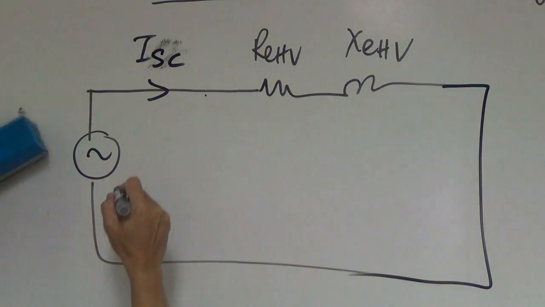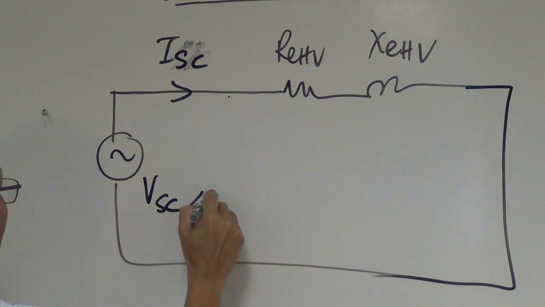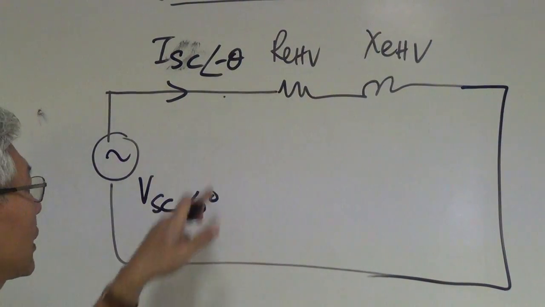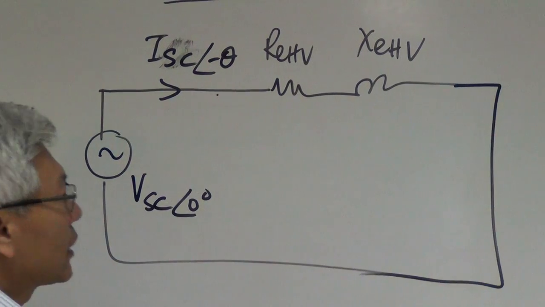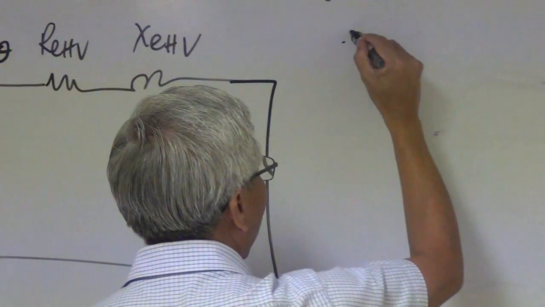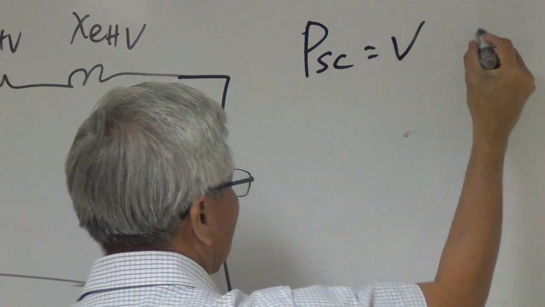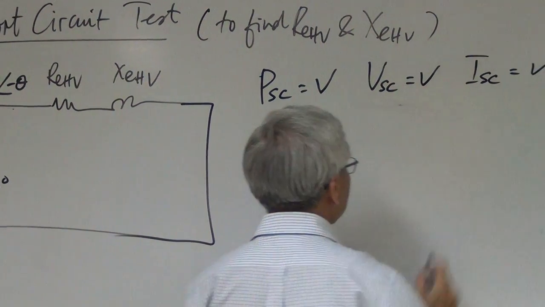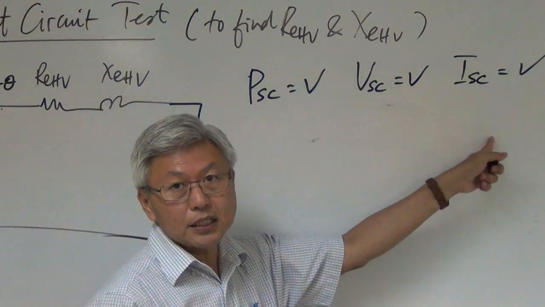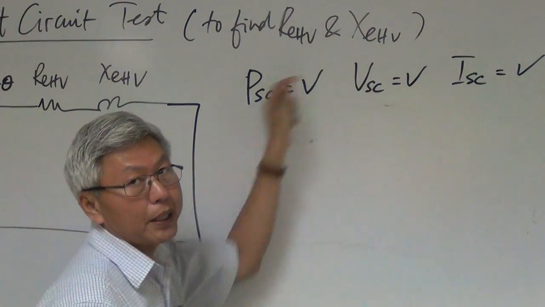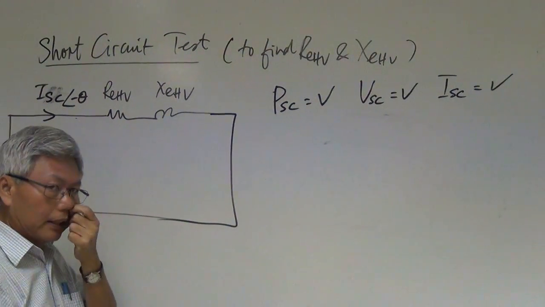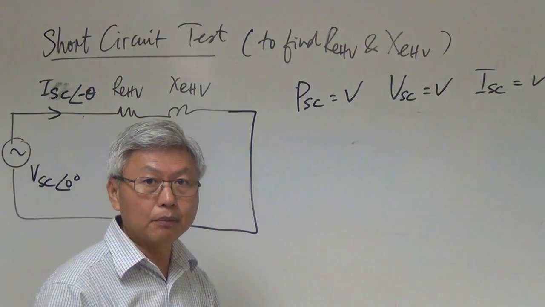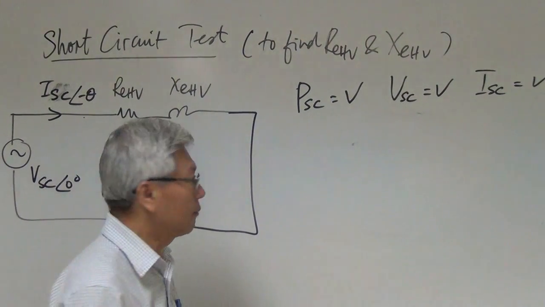Alright, again, if I put the voltage at 0 degree, then the current is minus theta. Why minus theta? Because it's an inductive circuit, current lags voltage, right? So in the short circuit test, we have a power meter that measures the power, a voltmeter that measures the voltage, and an ammeter that measures the current. So based on these three readings, we are supposed to calculate these two parameters based on this circuit. Again, there are two methods. One is the cosine theta method, I call it. The other one is the Pythagoras theorem method.